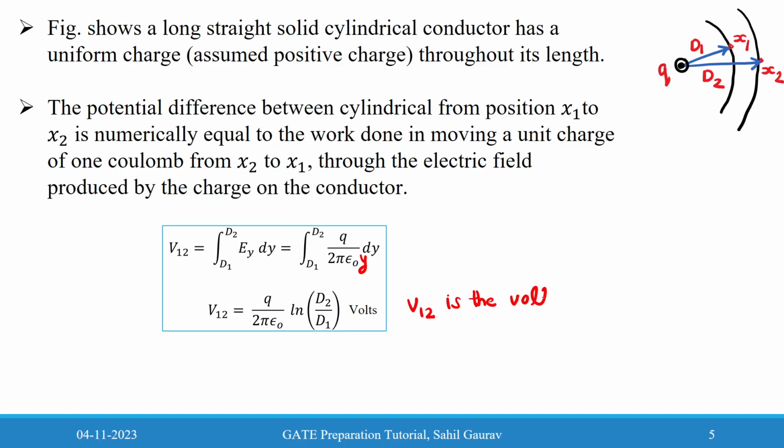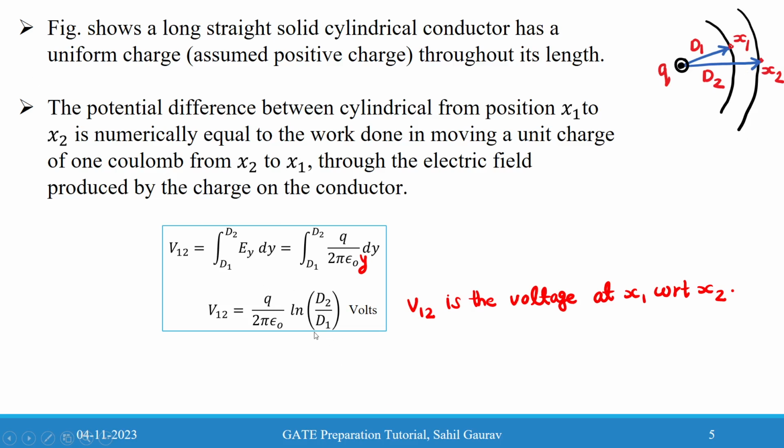V12 is the voltage at x1 with respect to x2. This value is positive when q is positive, and d2 should be greater than d1. In other words, you can also say that x1 is at a higher potential than x2.